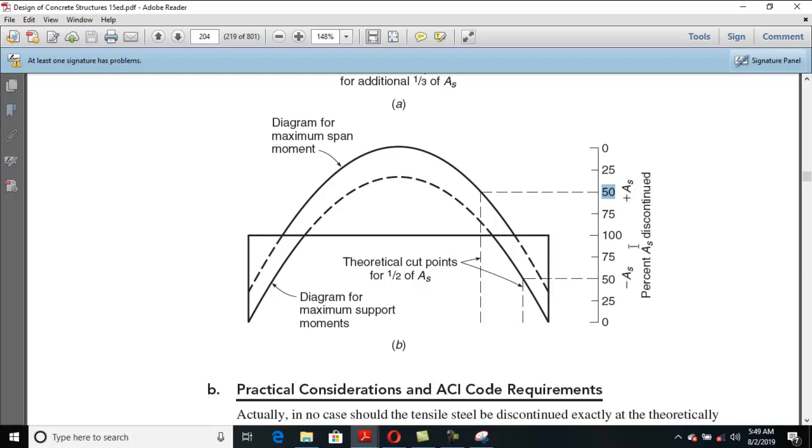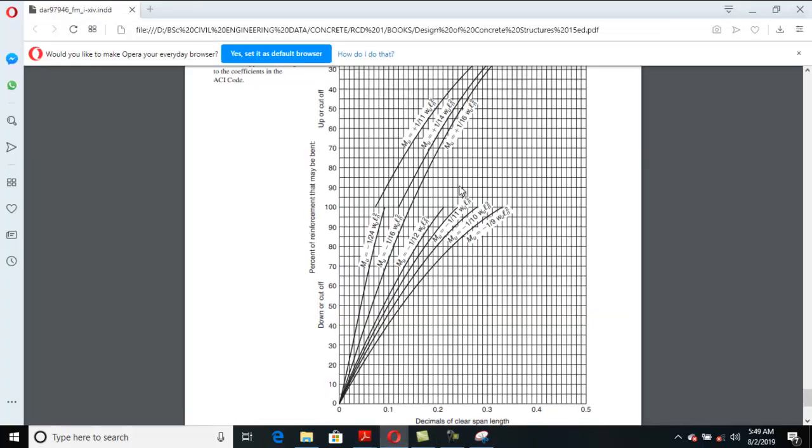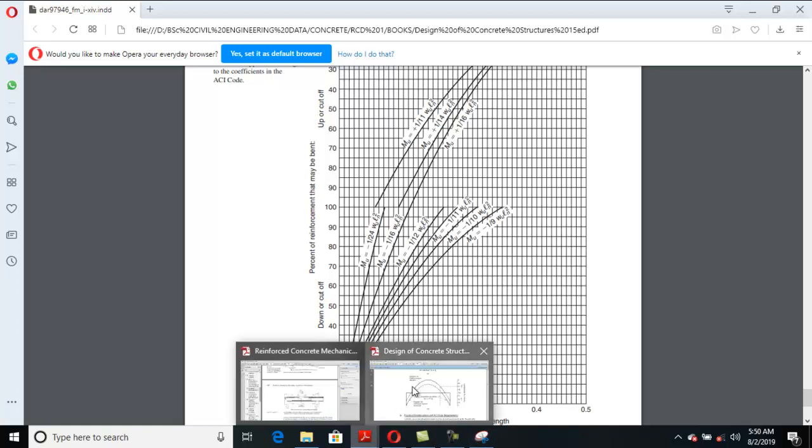Okay, so this can be achieved by using the moment coefficients, as shown by the ACI. I will show you these charts. From these charts, you just select the 50% of steel if you are interested in cutting up, then select the graph and come down and select this fraction, and multiply this fraction with the length, which gives you the cut up distance from the face of the support. Okay, so we will use this approach.